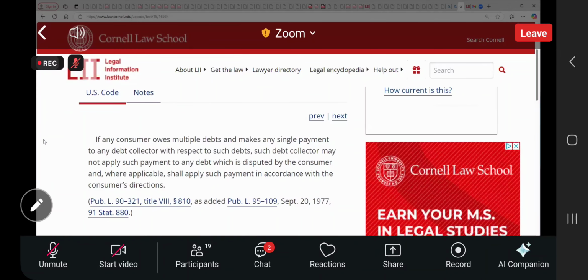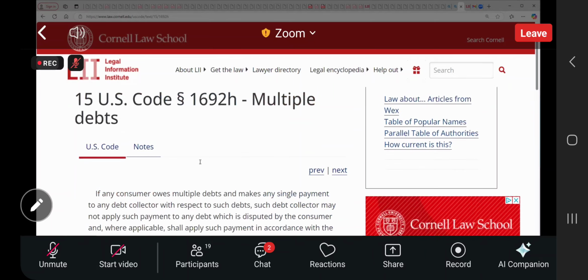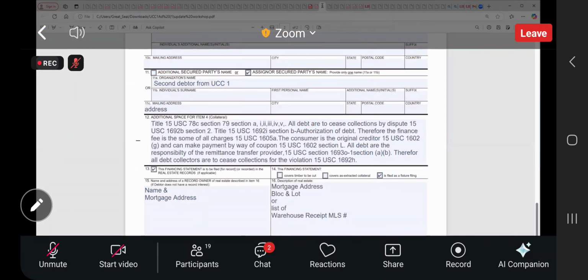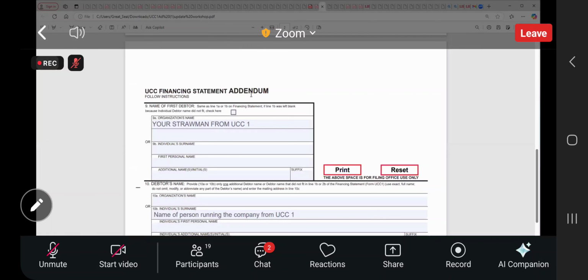These people are crazy. Any consumer who owes multiple debts and makes a single payment to any debt collector with respect to such debt, such debt collector may not apply such payment to any debt which is disputed by the consumer, and where applicable shall apply such payment in accordance with the consumer's direction. Wow. And that's your UCC addendum, ladies and gentlemen.